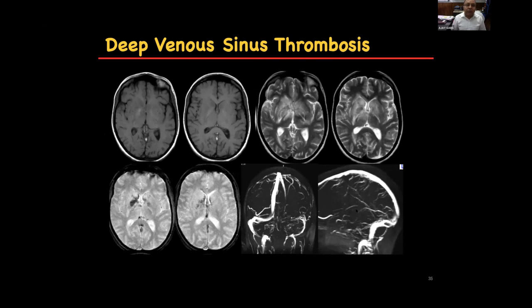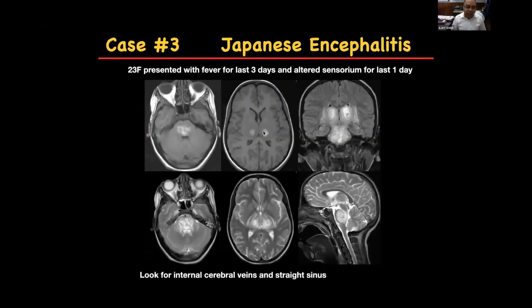This must be differentiated from Japanese encephalitis. We will see bilateral involvement of mainly the thalamus plus the substantia nigra. But look at the sinuses, the deep venous system. Here the deep venous system flow voids are very well maintained. There is no hyperdensity on these T1 weighted images. These are the things to look for.